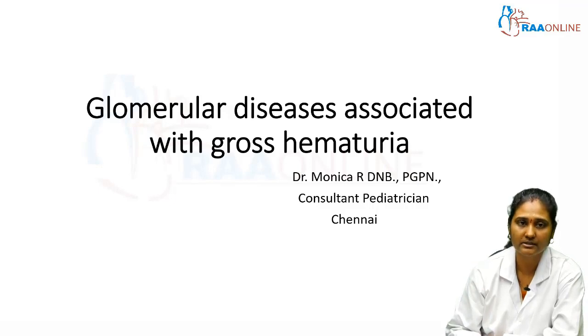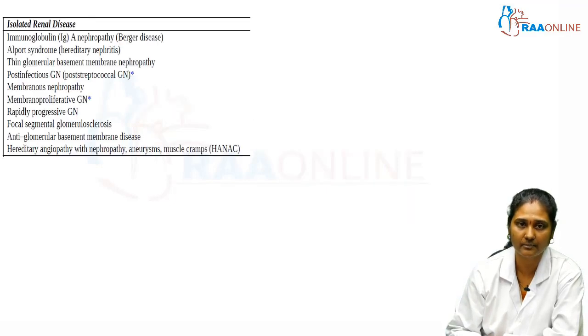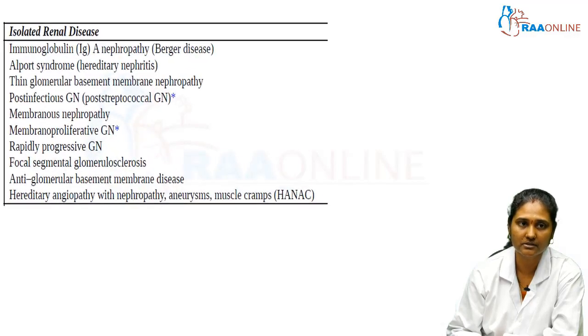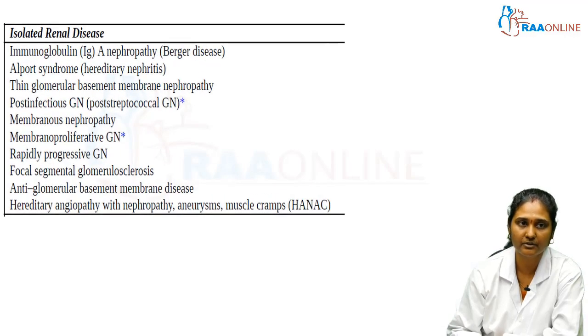Coming to the general causes of hematuria, that is glomerular causes, we can classify them into isolated renal disease. That is only a renal condition with no systemic disturbances. The child is having hematuria only because of a renal condition. In that order, it includes IgA nephropathy, Alport syndrome, thin glomerular basement membrane nephropathy, and post-infectious or post-streptococcal glomerulonephritis. These 4 conditions are most commonly seen in the childhood period.